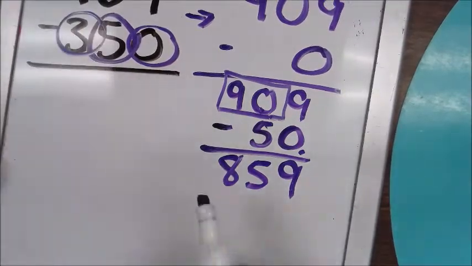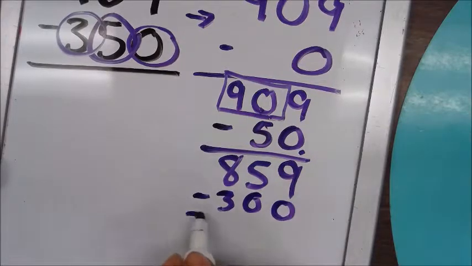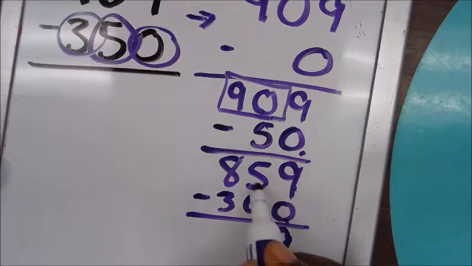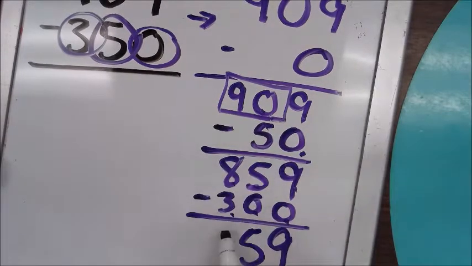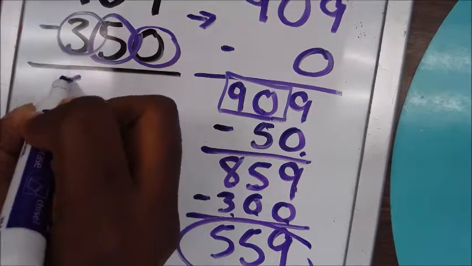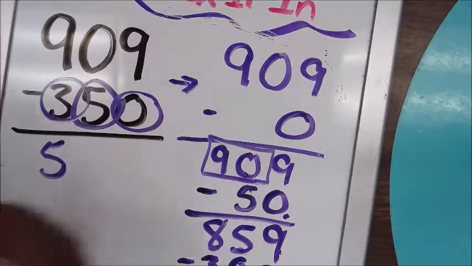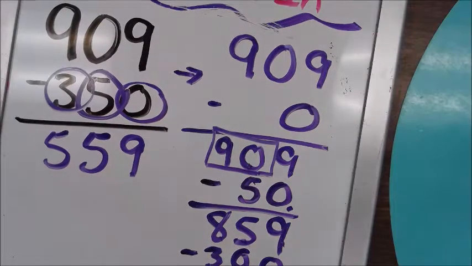Now we're going to go to the hundreds place. There's a 3 in the hundreds place, which has a value of 300. Now I can do 9 minus 0 is 9. 5 minus 0 is 5. And 8 minus 3 is 5. So we end up with the number 559. So the difference between 909 and 350 is 559.